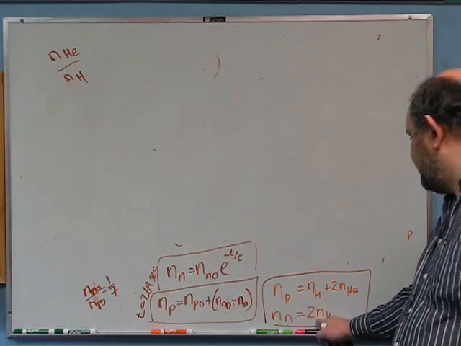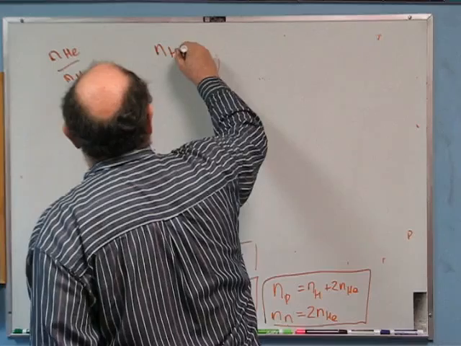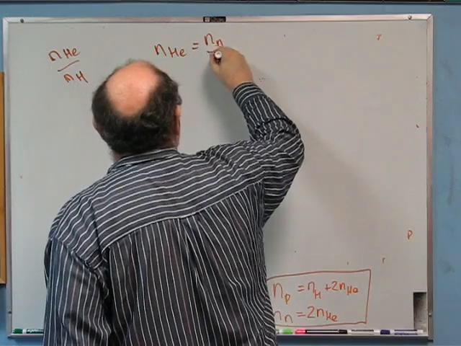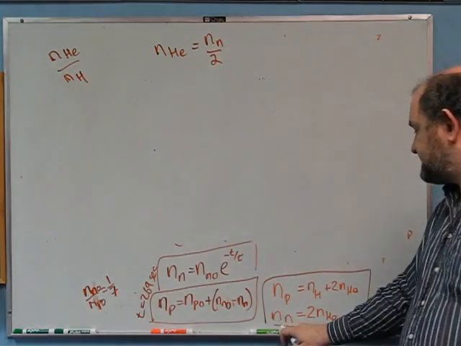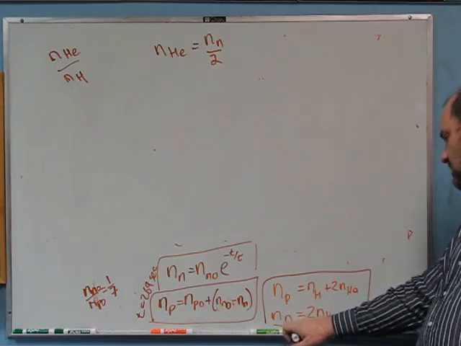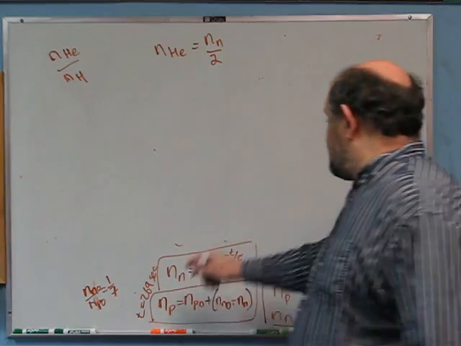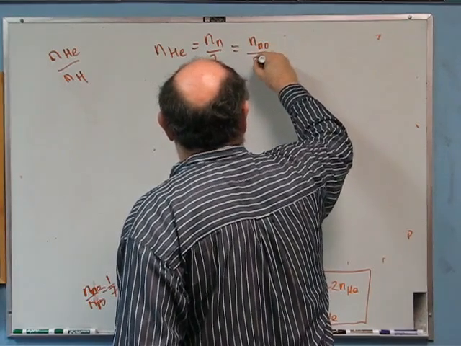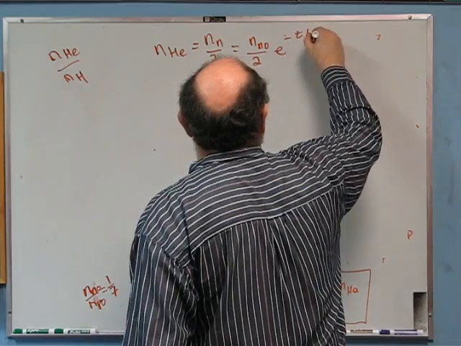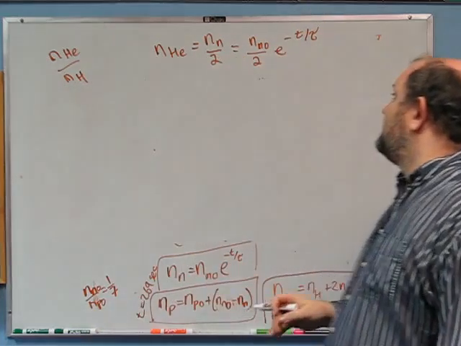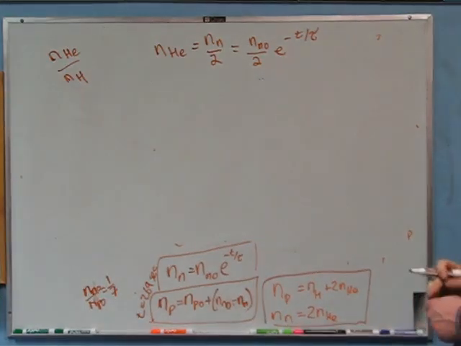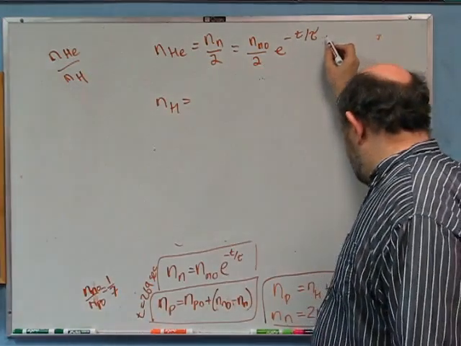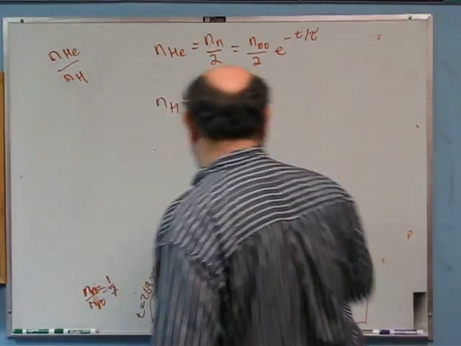Well, so we know that the number of heliums is going to equal the number of neutrons divided by 2, and that's the number of neutrons at 269 seconds, so 270 seconds minus the 1 second we started at. And then the number of neutrons, we can put this in, that's equal to NN0 divided by 2 times e to the minus t over tau, and tau is known. I'll look it up in the problem. All right, so that's NHe. Hey, that's great. So now let's see if we can figure out NH, because now we have NHe entirely in terms of known stuff.